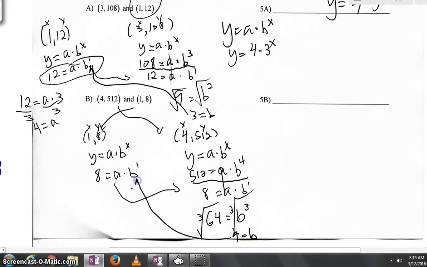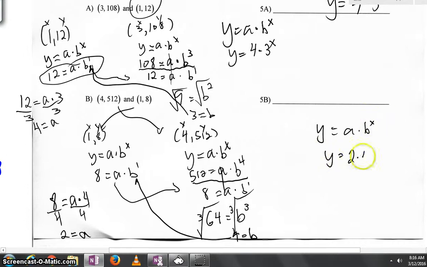But now come back to 8 is equal to A times B. But now you know your B is 4. Divide both sides by 4. You're going to get A is equal to 2. So finishing this off, y is equal to A times B to the x. Y equals 2 times 4 to the x.